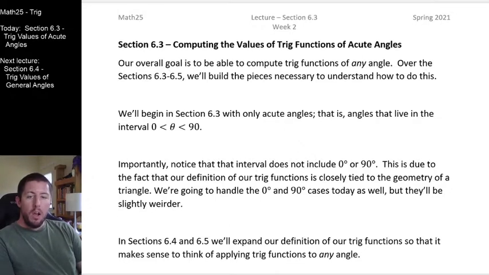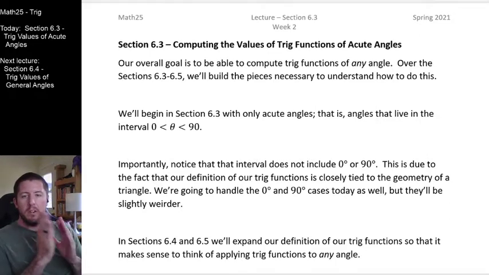Right. So our overall goal is to be able to compute trig functions of any angle. We're starting right now with sort of the easy ones, the 0 to 90 degree angles, and we're going to continue to expand our definition of our six trig functions to better understand what it means to apply those trig functions to any angle whatsoever. That'll be happening in the next couple sections here.